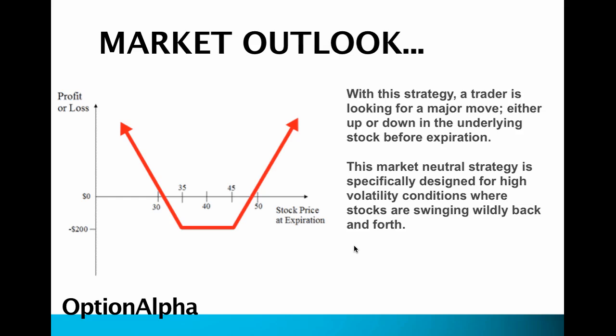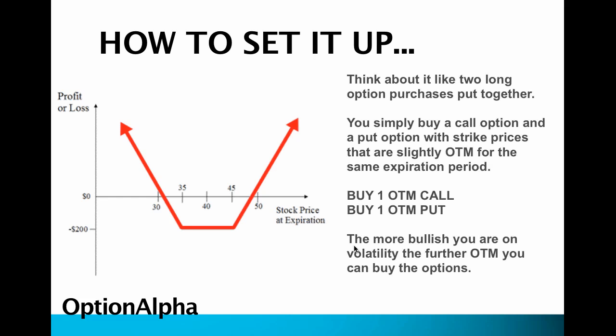How to set up this strategy, it's very easy. Think about it like purchasing two out of the money options put together. So all you're going to simply do is buy a call option and buy a put option with strike prices that are slightly out of the money but for the same expiration period.